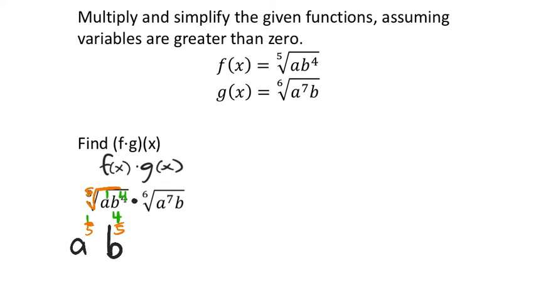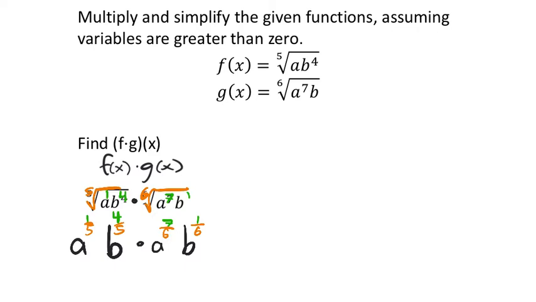Okay, but g of x had that index of 6 though, right? So we have the two bases, a and b. A has an exponent of 7, b has a phantom 1 exponent. But now these are 6th roots. So that's 7/6 and 1/6.